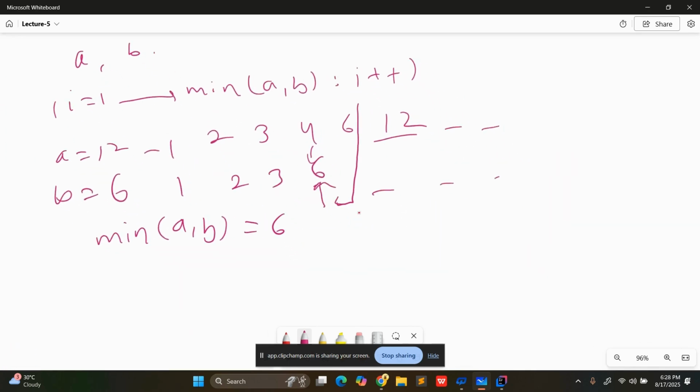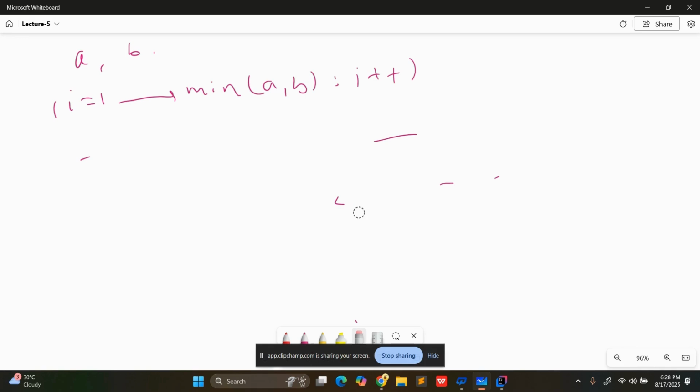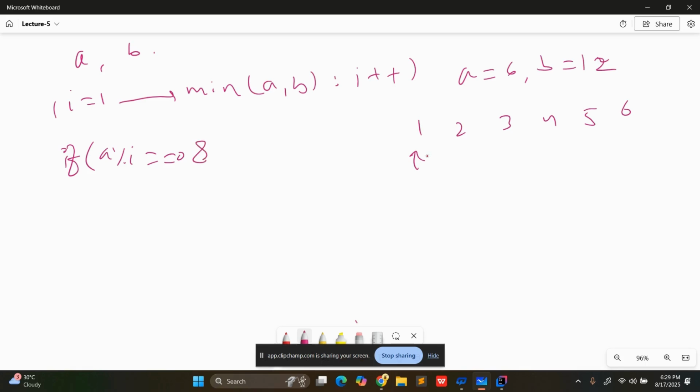Let's see what the pseudocode for this is. It's very simple: we are traversing from 1, 2, 3, 4, 5, 6. I will take A is equal to 6, B is equal to 12, right? For every I, if A modulo I is equal to 0 and B modulo I is equal to 0, then I will store the GCD. GCD is equal to I.